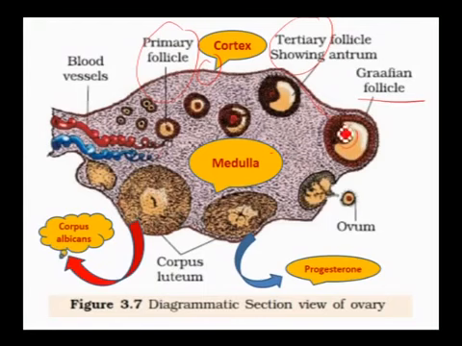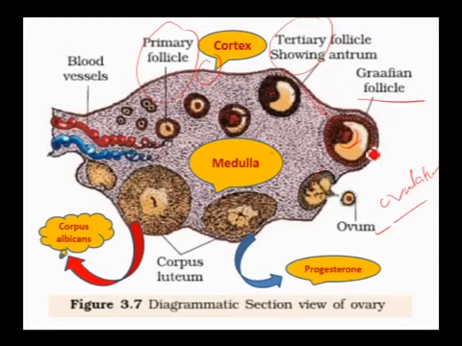The ovum is present in the center of the Graafian follicle. When the ovum matures, the Graafian follicle ruptures, releasing the ovum. This process is called ovulation. Ovulation is the process of release of egg or ovum from the Graafian follicle. It occurs in the middle of the menstrual cycle, or on the 14th day of the menstrual cycle.